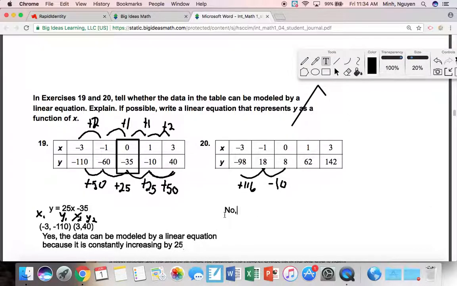No, the data can't be modeled by a linear equation because it increases and then decreases, right? It's supposed to be increasing or decreasing at a constant rate, right? So number 19 is consistently going up by 25. In this one, there's no consistent direction, so that doesn't work.